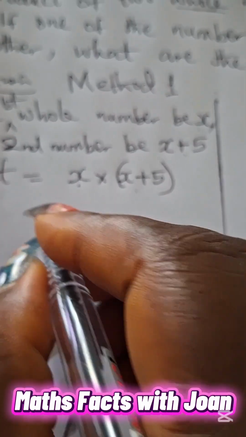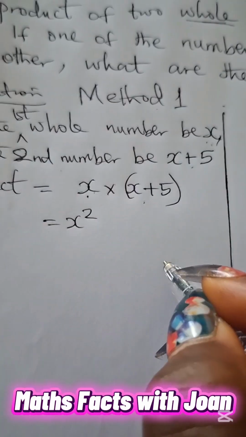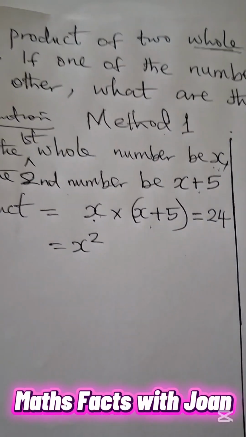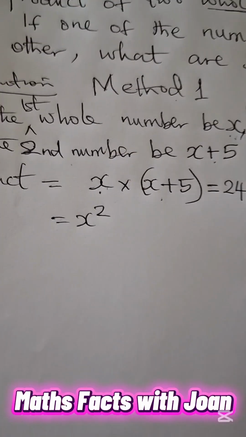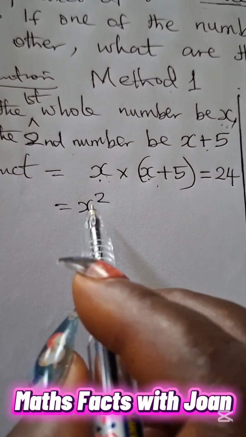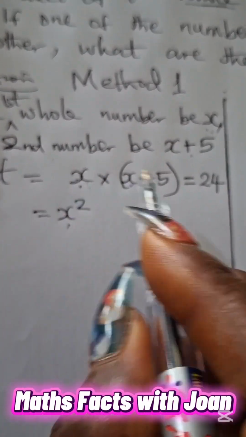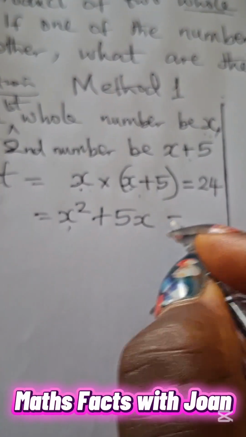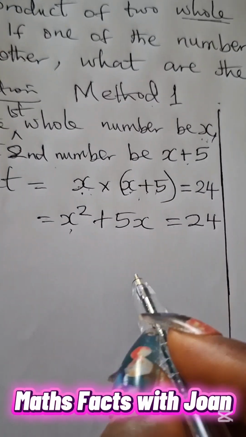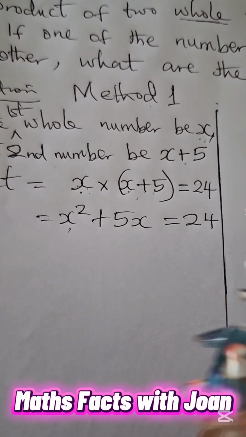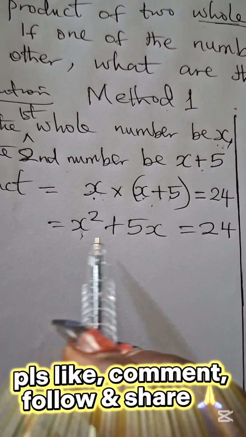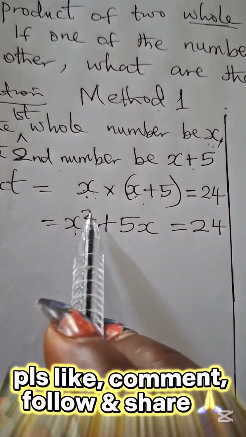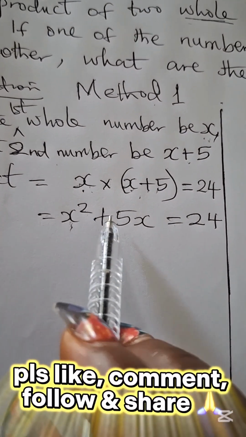X times x is going to give me x squared. And remember, they said the product is equal to 24. We shouldn't forget that. So x times x, opening the bracket, gives me x squared. X times 5 gives me plus 5x. And this is equal to 24. All right, this is looking like a quadratic equation. Of course, a quadratic equation is any equation that has the highest power of the unknown as 2. Okay, so this is a quadratic equation.